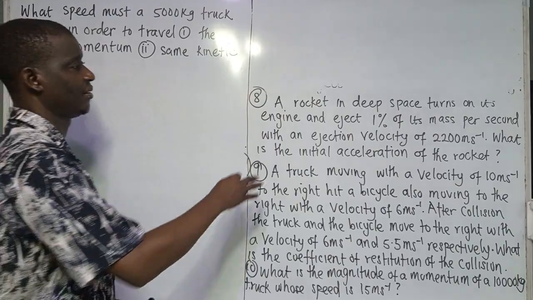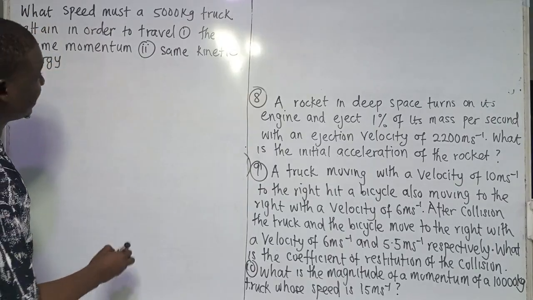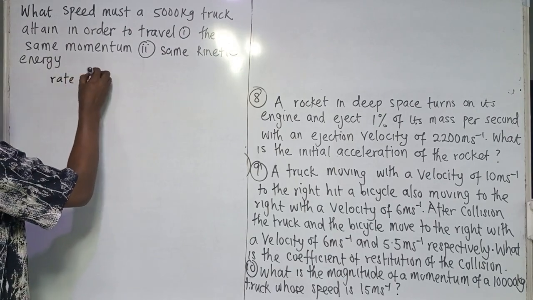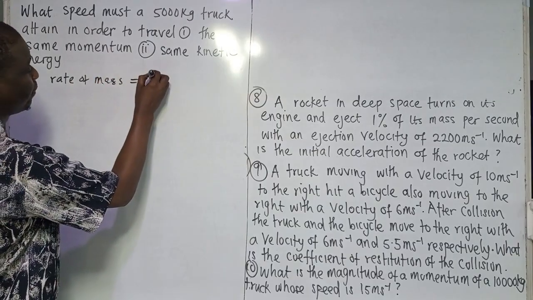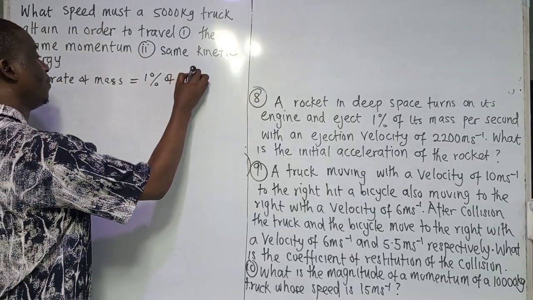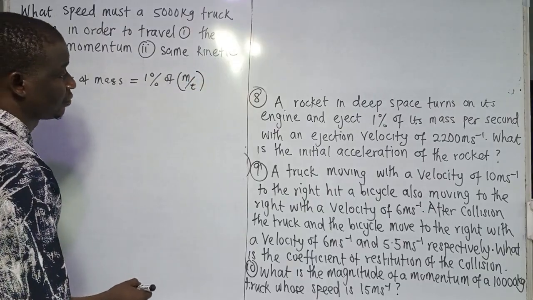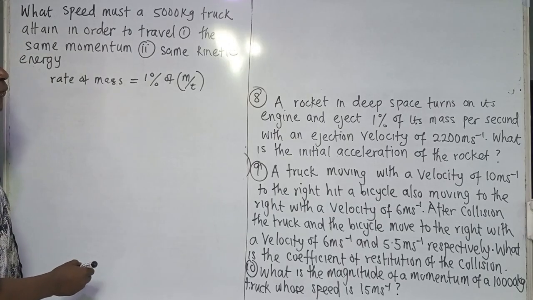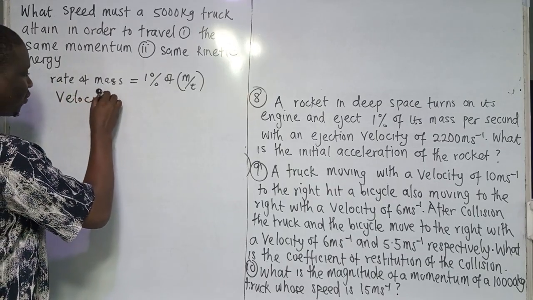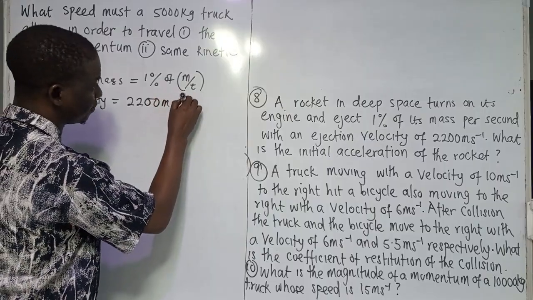It says a rocket in deep space turns on its engine and ejects what? 1%. So rate of mass is what? 1% of what? Let's say mass per unit time is 1% of what? Mass per unit time. With an ejection velocity of what? What is the ejection velocity? 2200 what? Meter per second.